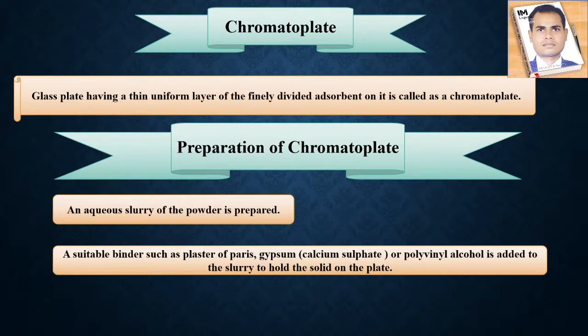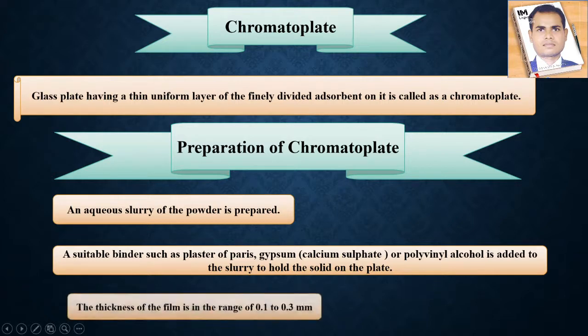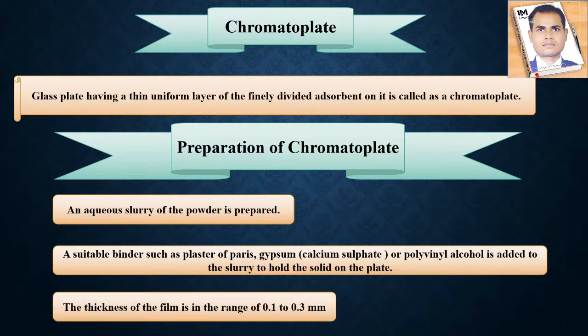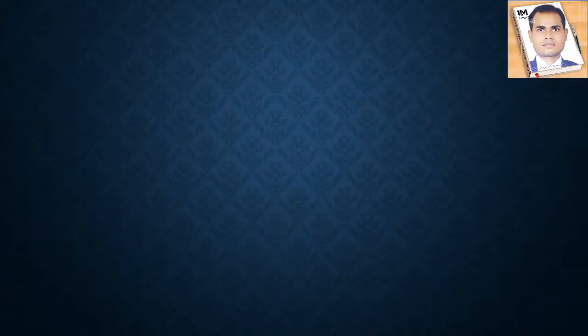and we have to add the polyvinyl alcohol also, because that will bind closely with that glass plate, right? After applying that slurry on the glass plate, the thickness will range from 0.1 to 0.3 mm. So that is the thickness of that layer. In this way we have to prepare the chromoplate on the glass plate.